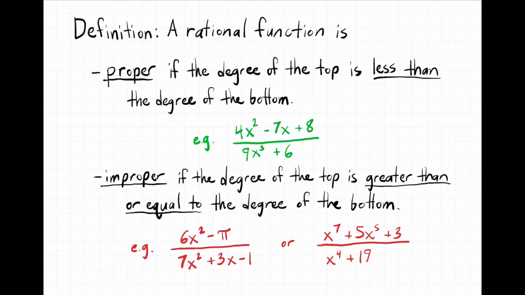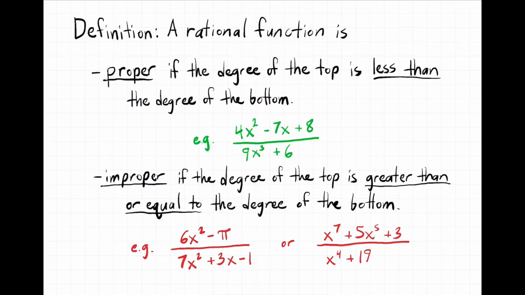And a rational function is called improper if the degree of the top is greater than or equal to the degree of the bottom. So for example, in our first example here, 6x squared minus pi over 7x squared plus 3x minus 1, both the top and the bottom have degree 2. So that is improper. In the other example, x to the 7th plus 5x to the 5th plus 3 over x to the 4th plus 19, the degree on the top is greater than the degree on the bottom. In either case, that rational function is improper.